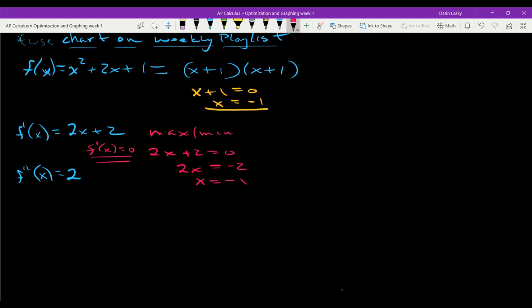So then on this point here, if I set f double prime equal to 0, there are no potential inflection points. So I don't have to worry about inflection points.